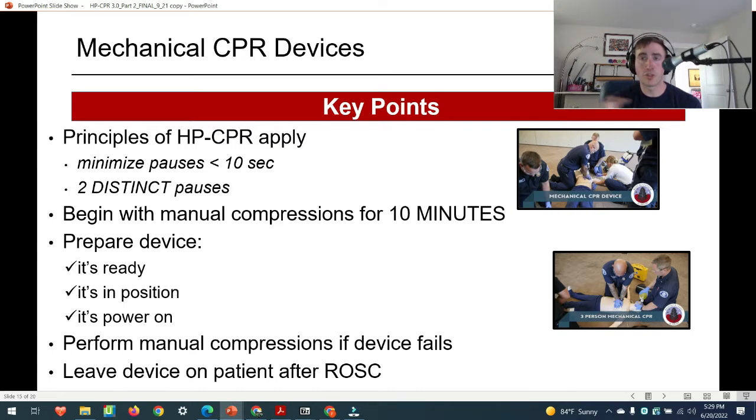All right. Mechanical CPR devices, you know that our goal is that we do manual compressions for 10 minutes. We just do. All right. Because we've had a lot here recently, we've had a lot of long pauses with mechanical CPR. This was, and then we did competency on it.